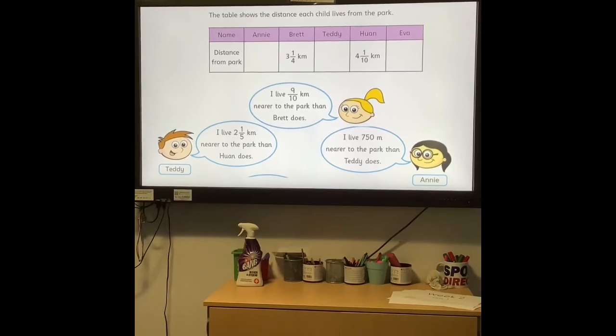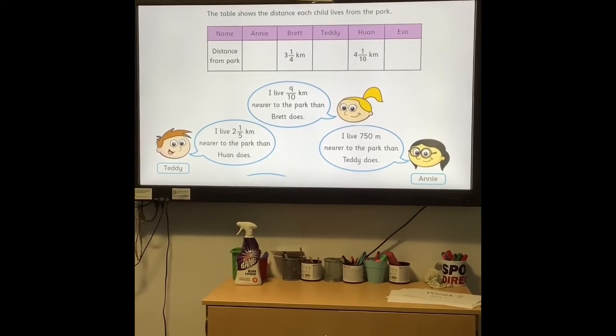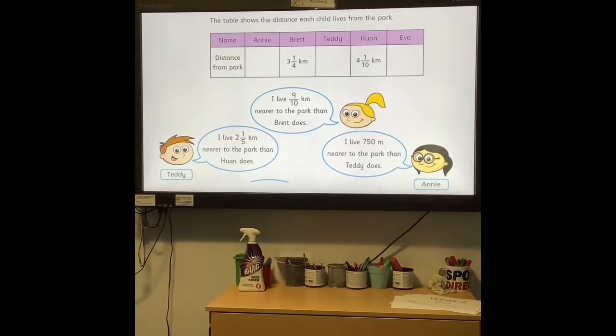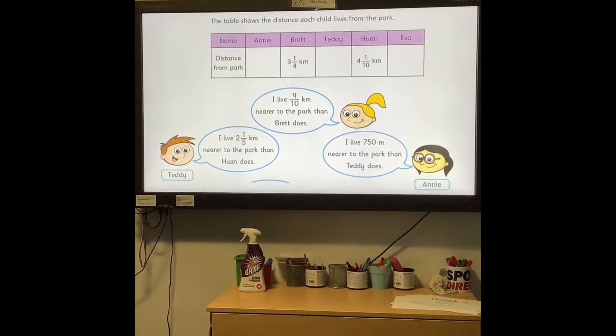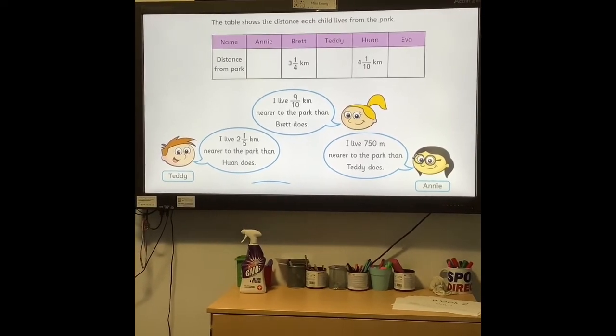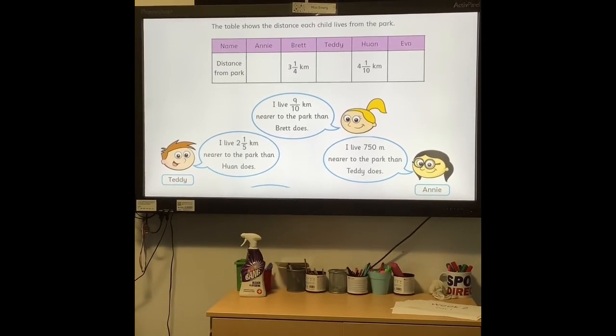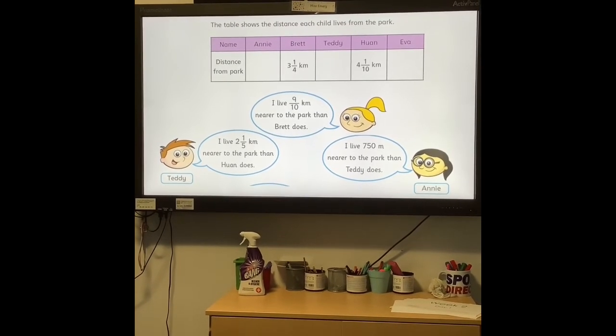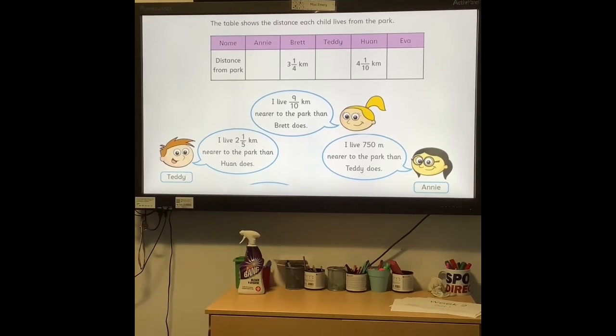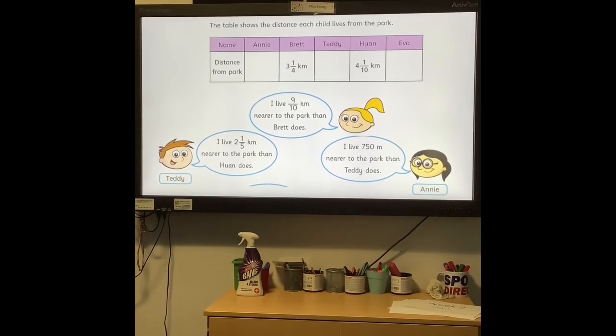Eva says, I live 9/10 kilometre nearer the park than Brett does. Ooh. And Annie says, I live 750 metres nearer the park than Teddy does. So do your magic, work your magic, and work out their distance from the park. As always, pause it, have a go, and we will reveal the answers in tomorrow's video. Good luck!